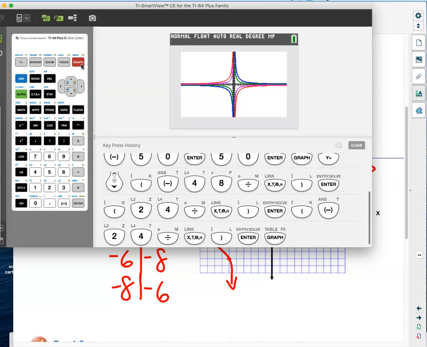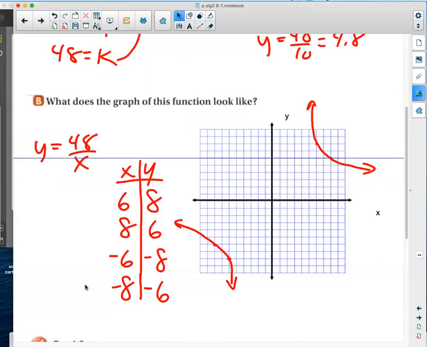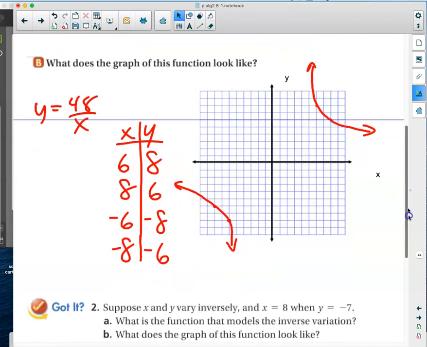In fact, in college, you've got hyperbolic functions 1, 2, and 3. I mean, there's whole fields of math on hyperbolic functions. So very, very cool artistically.